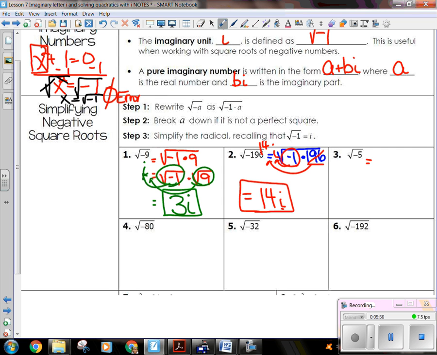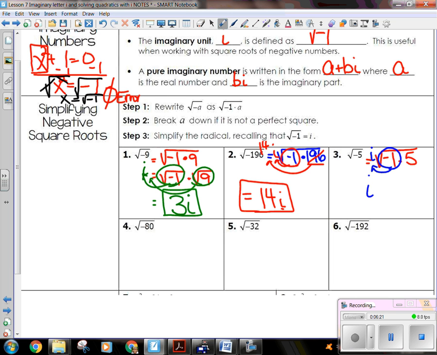Number 3, square root of -5. Turns out this time 5 is not a perfect square. So I'm kind of stuck with a little bit of a dilemma. I can actually still pull out the square root of -1. That is still by definition little letter i. So it's like I've pulled out the i. But the square root of 5 is not a perfect square.